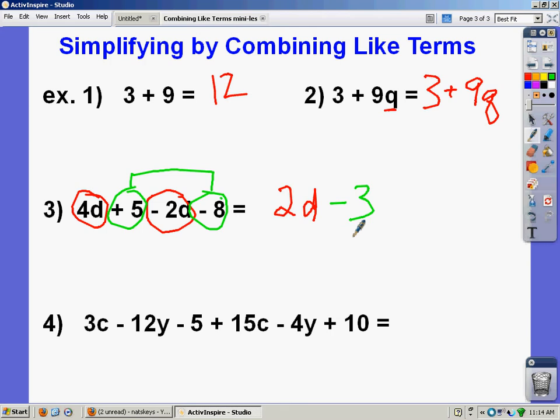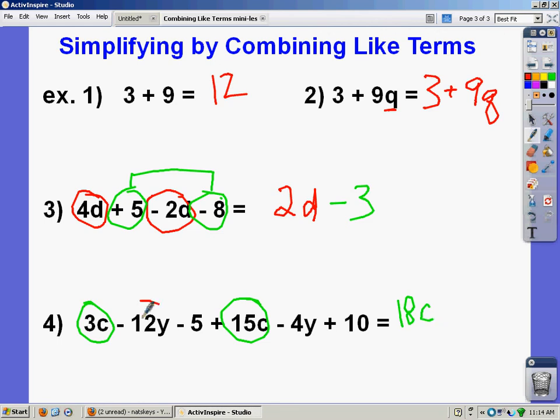Okay, and the last one looks more complicated, but guess what? It's the same skill. We are looking for, here's a variable c, variable c. Do we see any more variable c's? No. So I'm allowed to combine 3c and 15c, which is 18c. And I'll use a different color for the next variable.